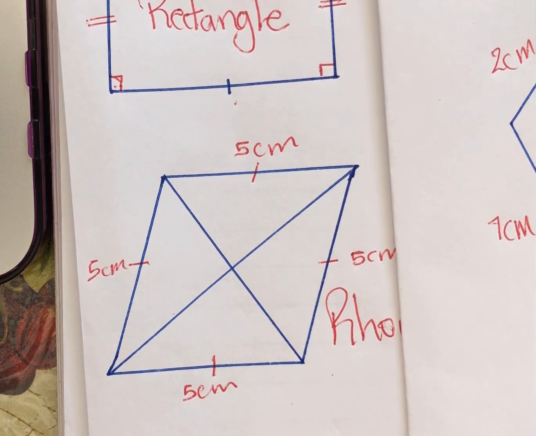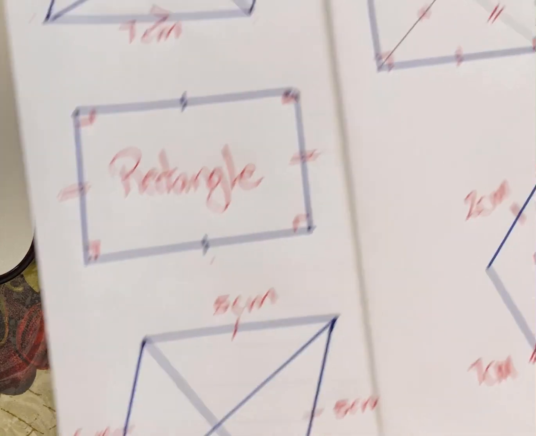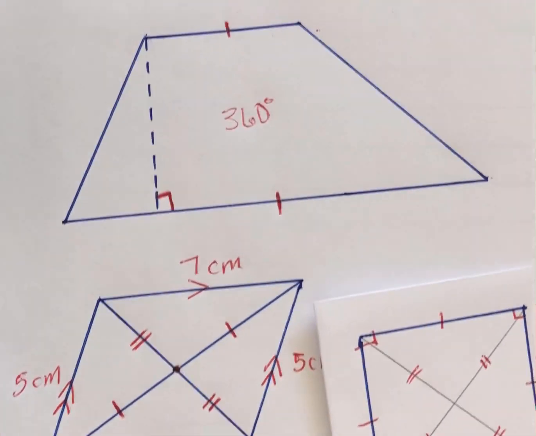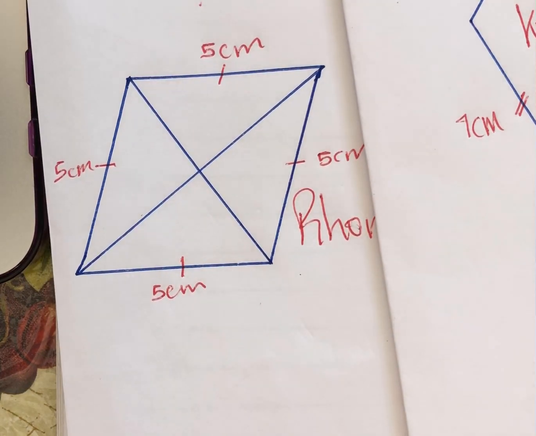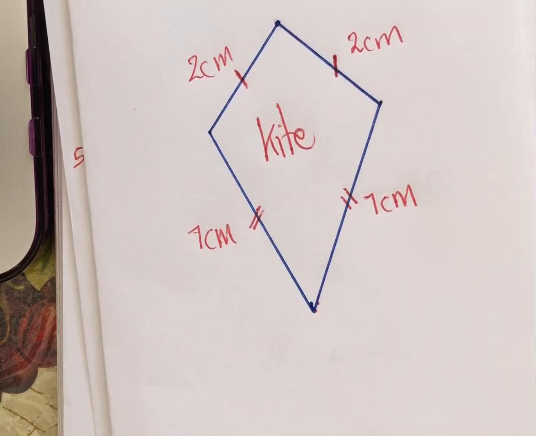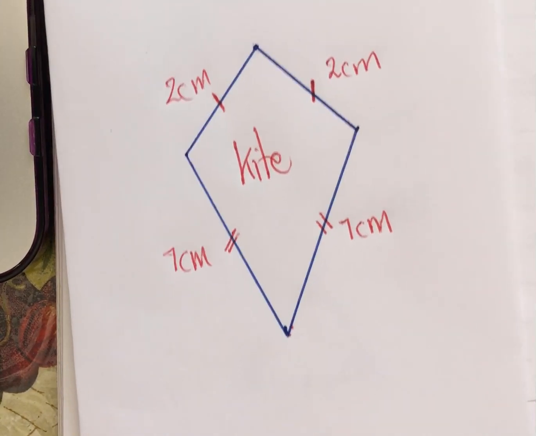And a parallelogram is a trapezium. A parallelogram, it is a trapezium. All right? A kite is not a parallelogram. Please remember that. A kite is not a parallelogram.